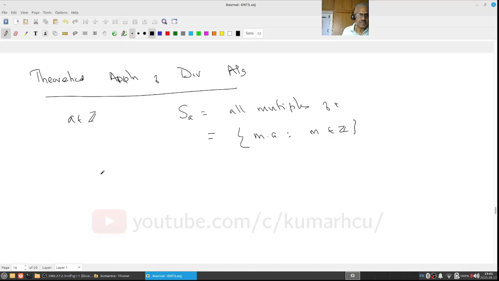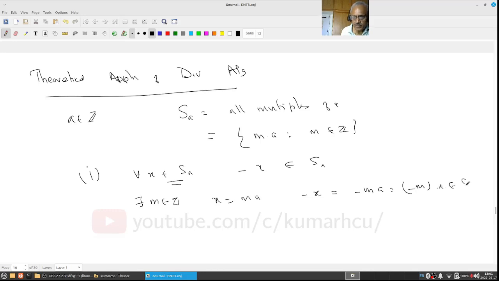Right? Then S_a has two properties. Whenever x is in S_a, then minus x is also in S_a. Why? When I say x is in S_a, what does it mean? There is an integer m, so that x is of the form m times a. Therefore, what is minus x? It is minus ma, but I can write it as minus m times a. Therefore, it is in S_a.